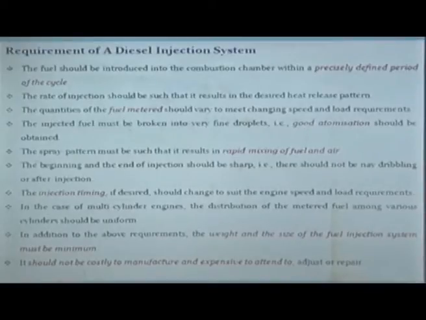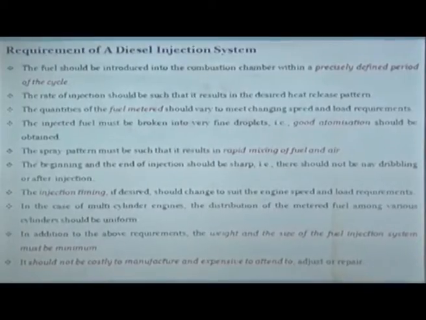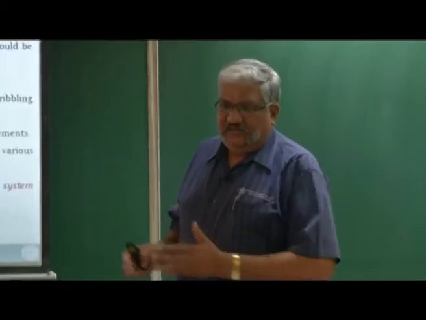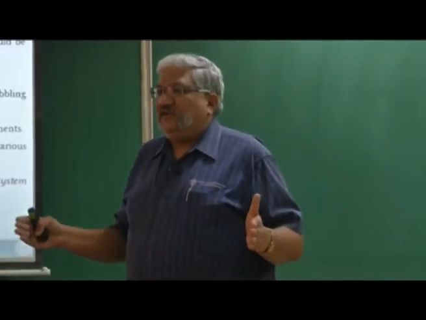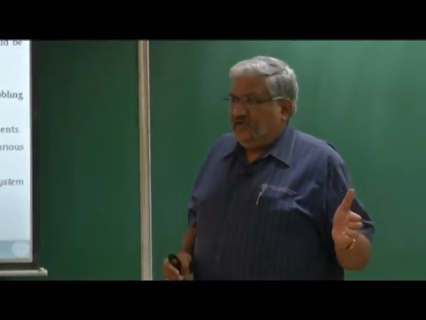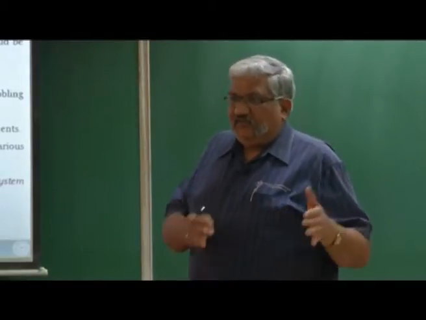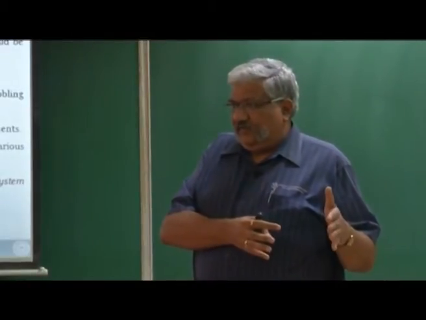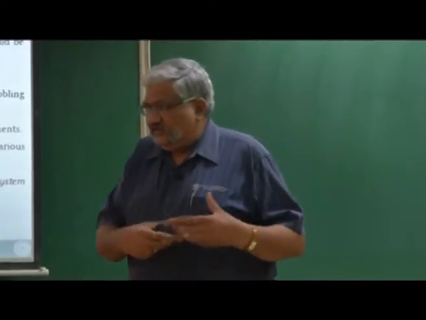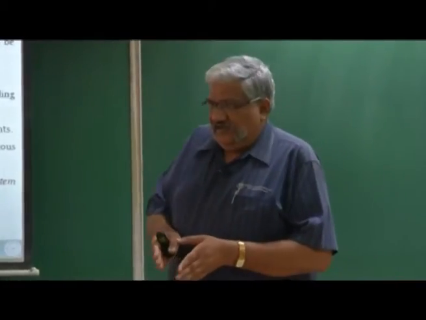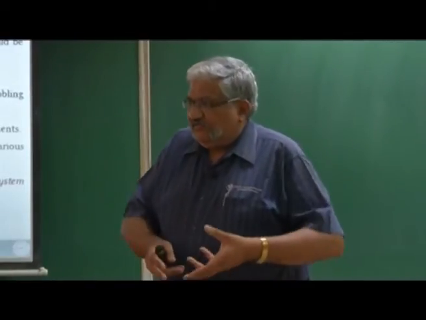If it is a 4-cylinder engine or 6-cylinder engine, each of the cylinders should get exactly the same quantity. If you are giving 40 milligram, it should be 40 milligram in each cylinder, not 39 and 41. Because suppose one cylinder is getting 41. So what will happen? It will get more fuel, so it will generate more power. The second one, the neighboring one, is getting 39, so it will generate less torque.